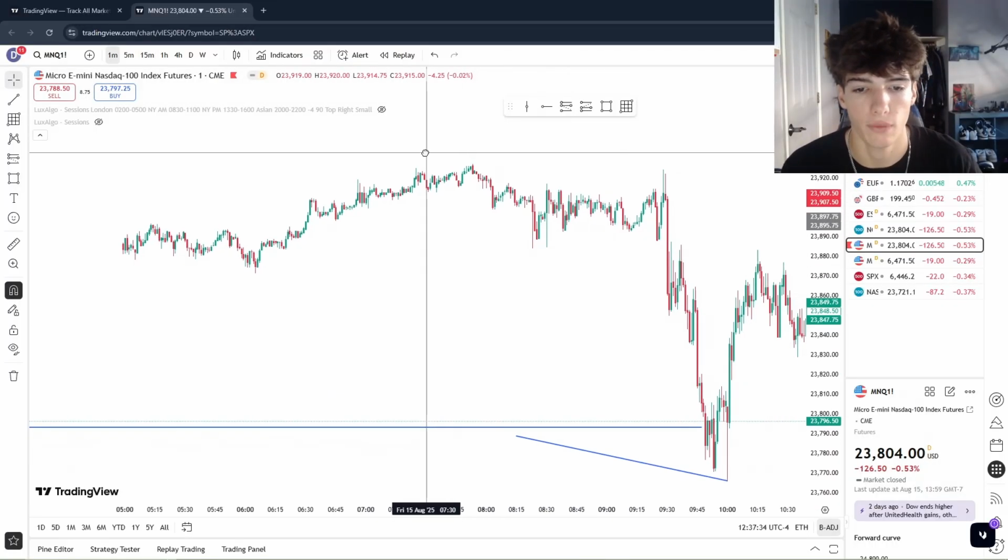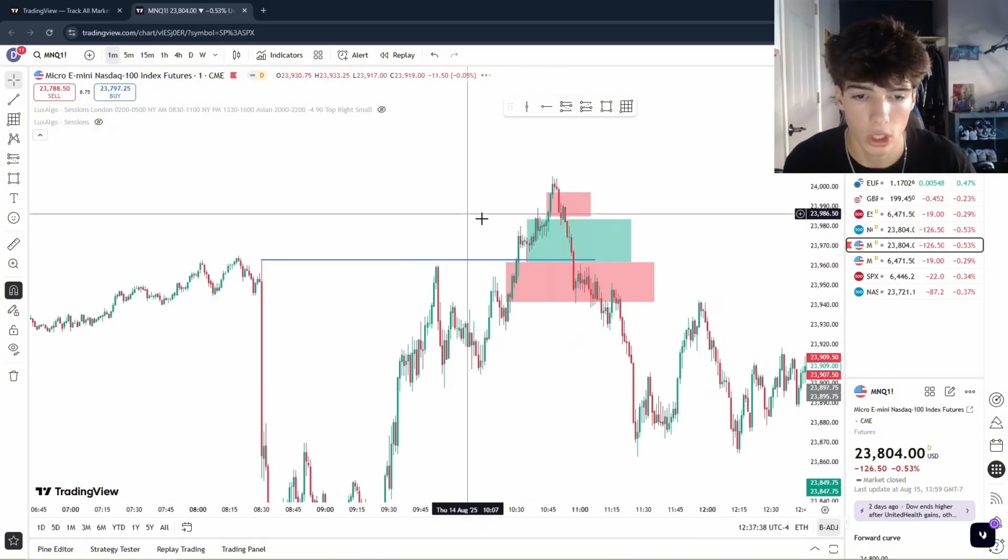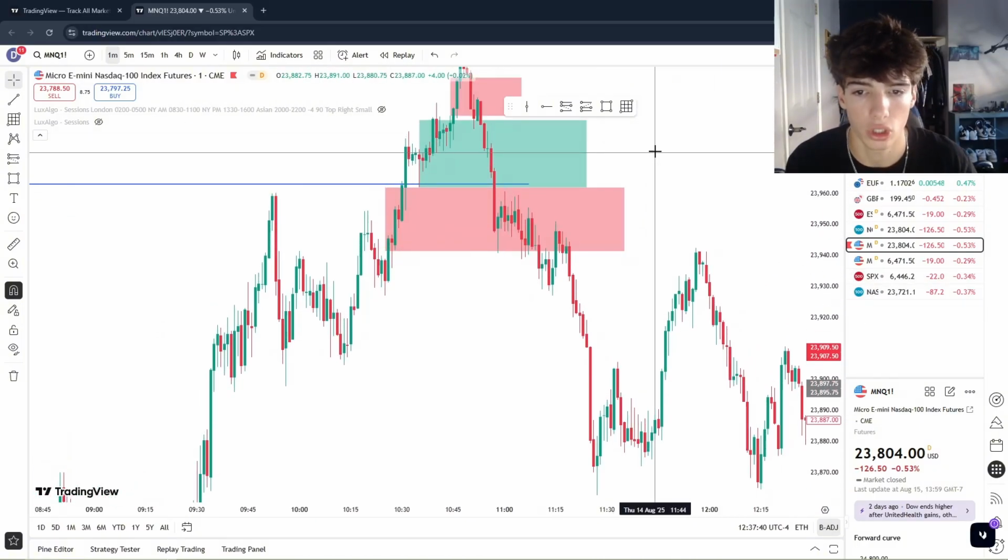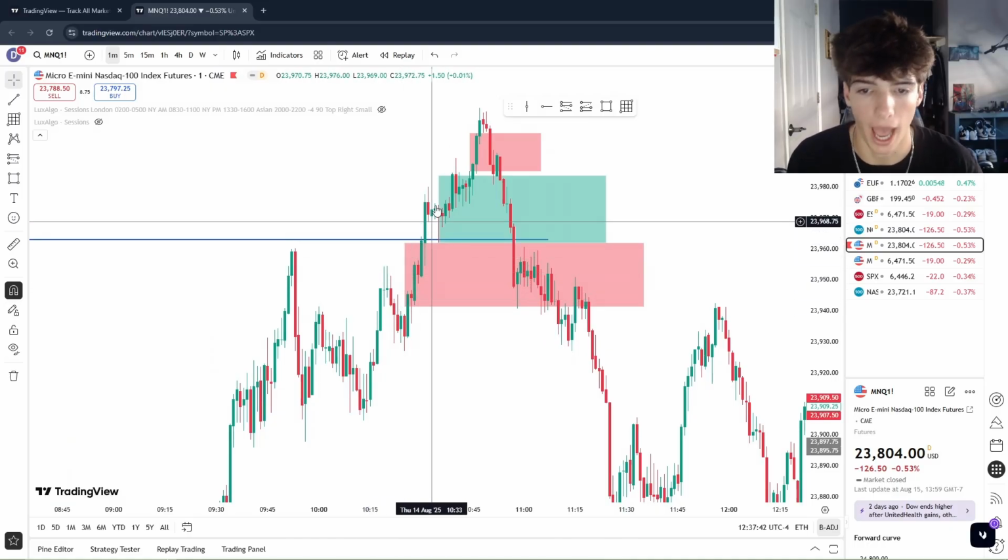Let's zoom to the 1 minute and then find how price reacts on this level. Once we tap into this area, where there's not a lot of stacked lows, we have imbalanced price action.